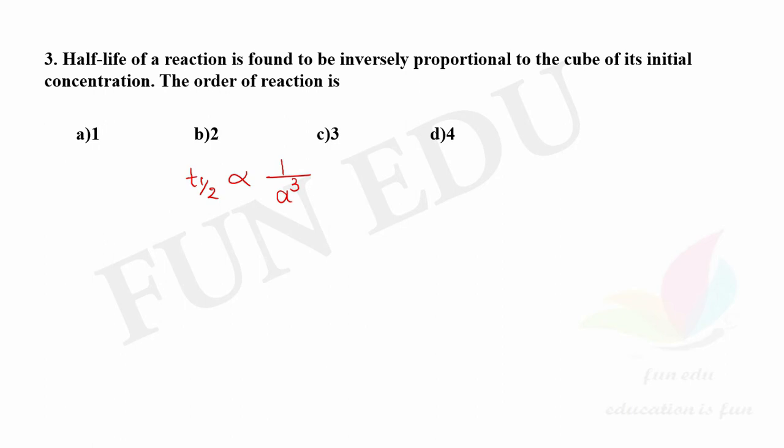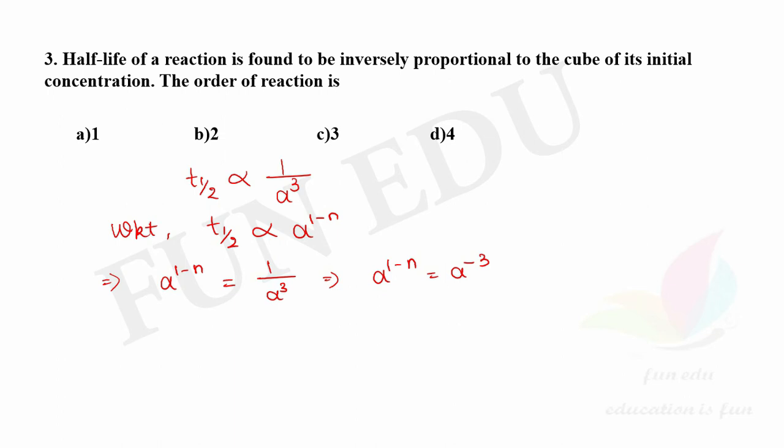Correct? Yes. But we also know that T half is directly proportional to a to the power 1 minus n. So this is the known equation. You have to remember this equation. So by comparing the two equations, we can write a to the power 1 minus n is equal to 1 by a cube, or a to the power 1 minus n will be equal to a to the power minus 3, just to bring this a cube from the denominator into the numerator.